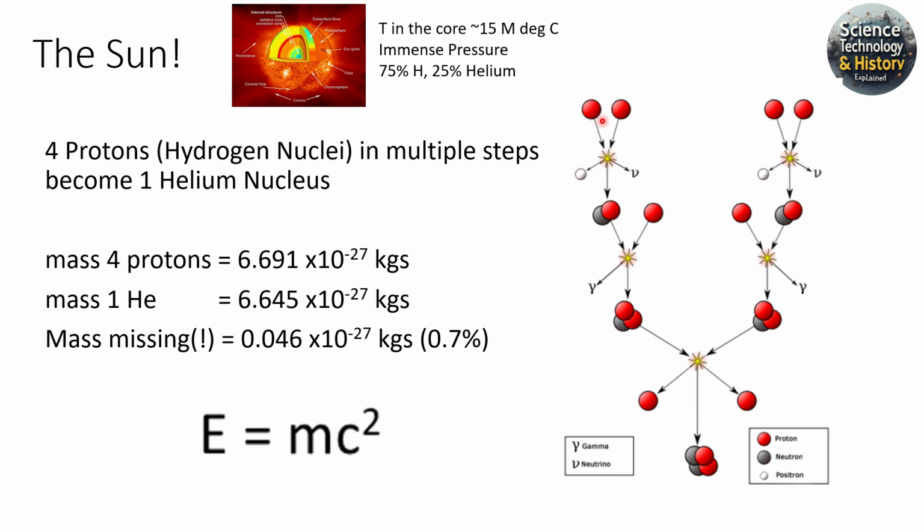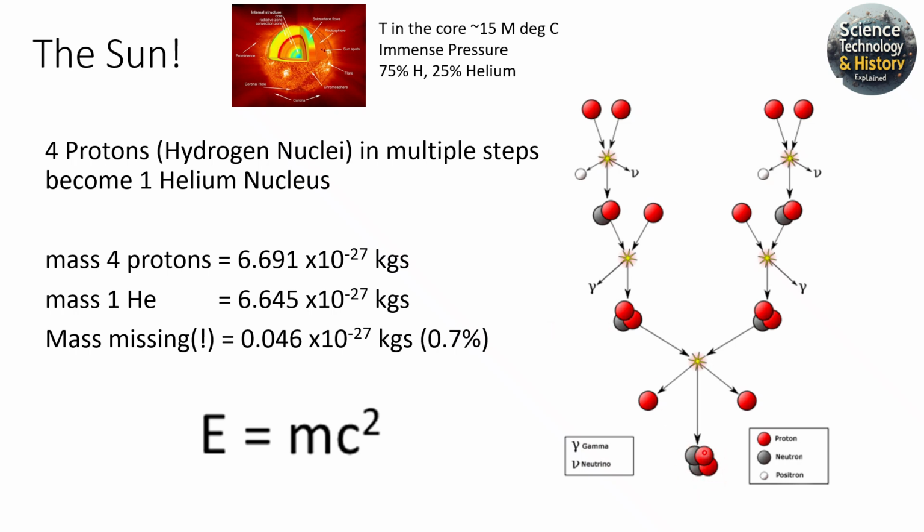into the reaction is this, 6.691, and now we have to be really careful with the decimals here. We can't just truncate these numbers. This is how many kilos? It's a very small amount. This has 27 zeros in front of this, but the mass of 4 protons is 6.691. The mass of one helium nucleus is 6.647. So if you see here, there is some mass missing in the decimals, 0.046. So 0.7% of the original mass of the protons has somehow disappeared.